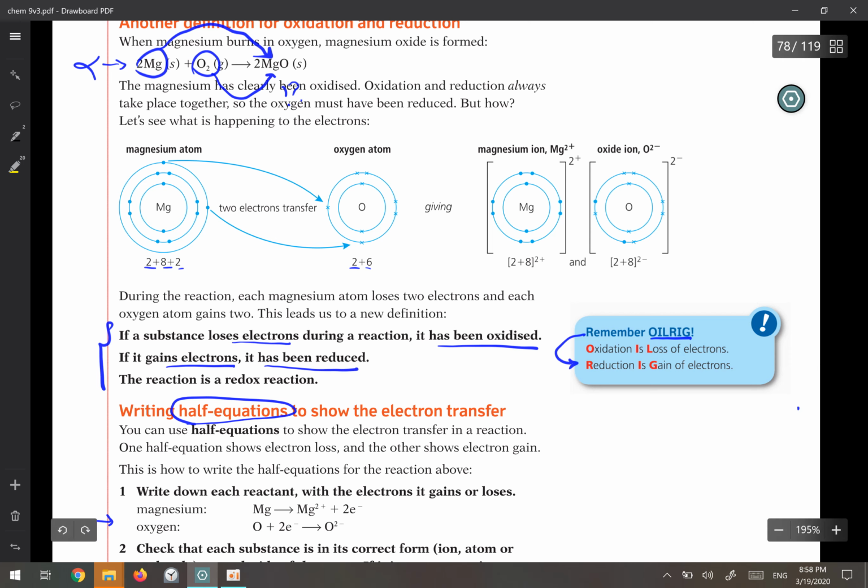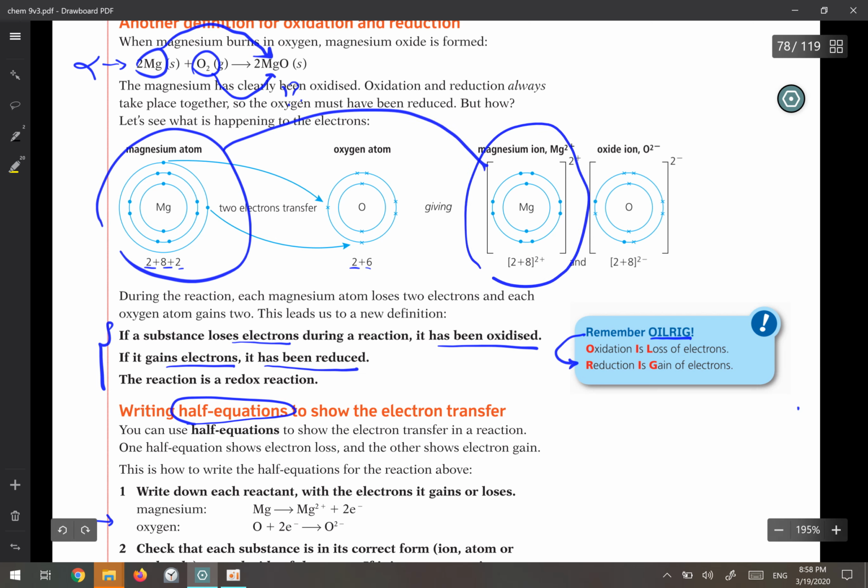What happened to the magnesium? Magnesium is converted to Mg2+. You can see in this picture, when the magnesium loses 2 electrons, it becomes Mg2+. So the magnesium converts to Mg2+ by losing 2 electrons. When you have oxidation, or losing electrons, the electron is written at the right side. It means your atom has lost the electron.